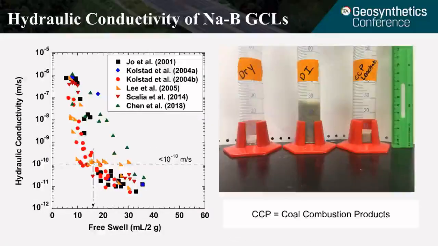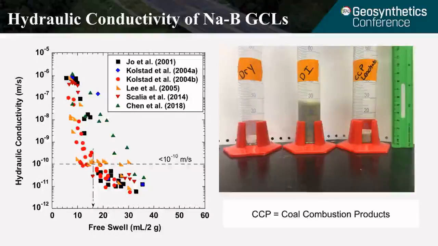This slide shows the hydraulic conductivity of sodium bentonite versus the swell index. Free swell has been identified as a quick indicator test to predict hydraulic conductivity of sodium bentonite GCL. As you can see on the right side, there is a photo showing sodium bentonite powder. The first graduated cylinder is dry powder. The second is when the dry powder swells in DI water. The third one is the powder swelling in the CCP leachate.